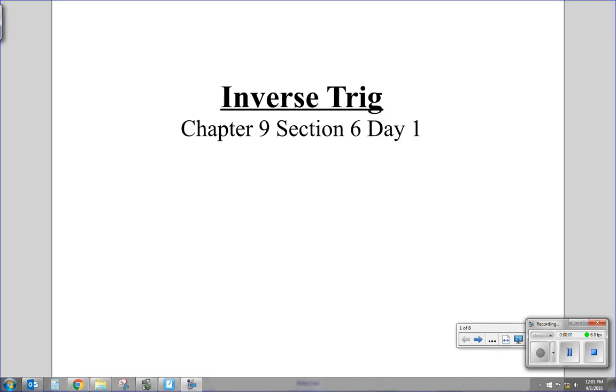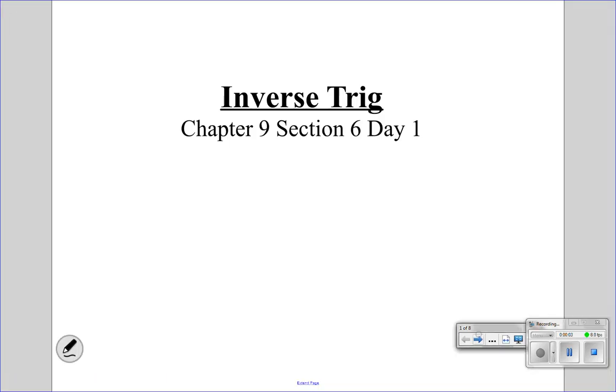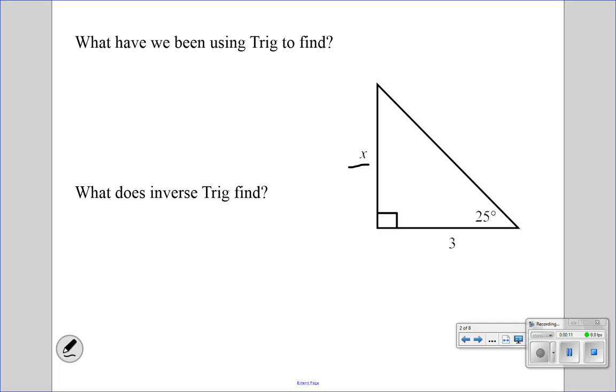So we've been talking about trig functions, and today we're going to use inverse trig. So we've been using our trig functions to find missing side lengths, just like in this triangle over here. We could set up a trig ratio in order to find x. But now we're going to use our trig ratios to find angle measures.